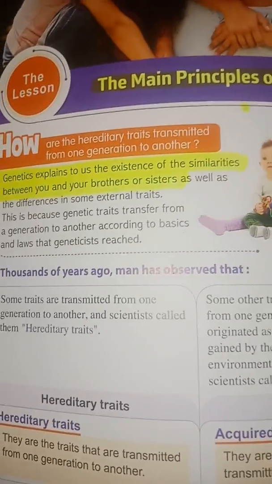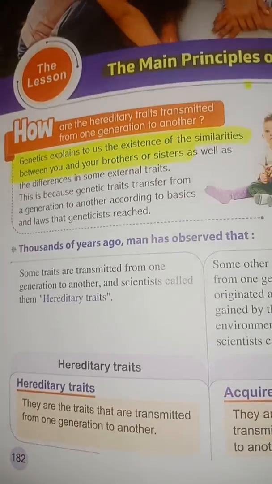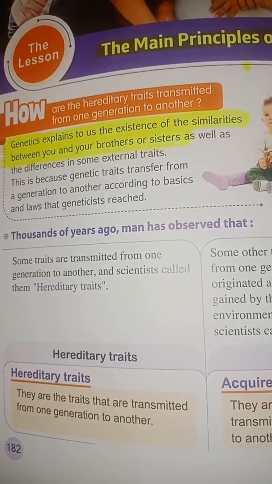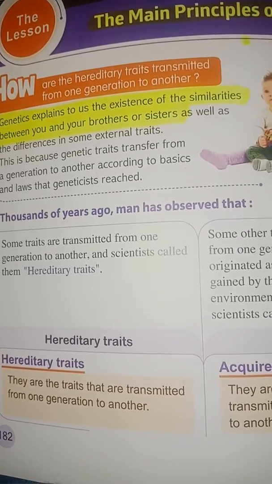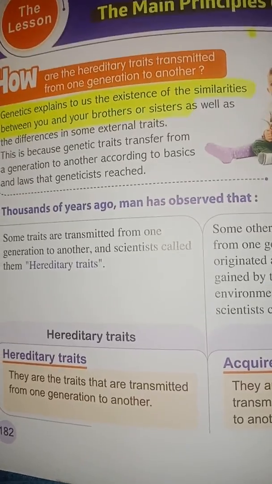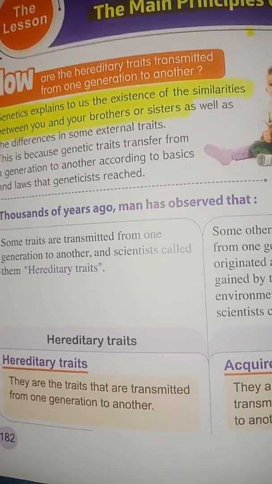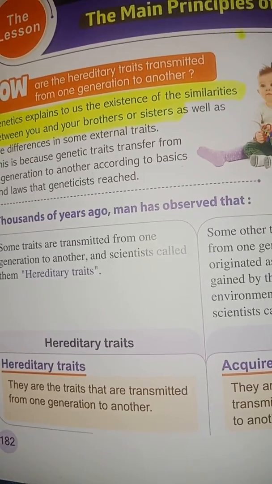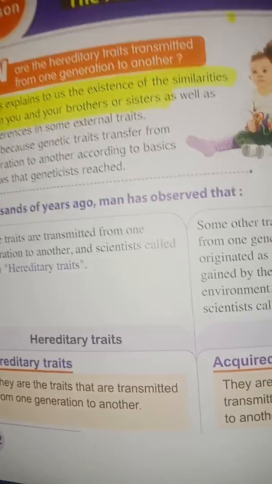Thousands of years ago، من آلاف السنين، man observed that، لاحظ الإنسان أن some traits are transmitted from one generation to another. Scientists called them hereditary traits. العلماء سموا الصفات التي تنتقل من جيل إلى آخر hereditary traits، الصفات الوراثية. Hereditary traits are traits that are transmitted from one generation to another. هي الصفات التي تنتقل من جيل إلى آخر.